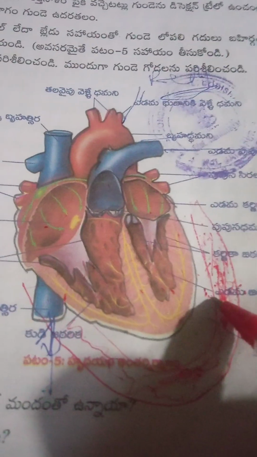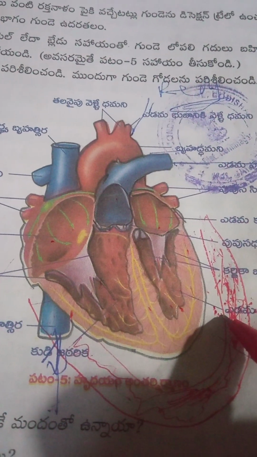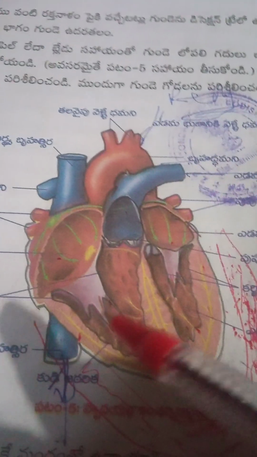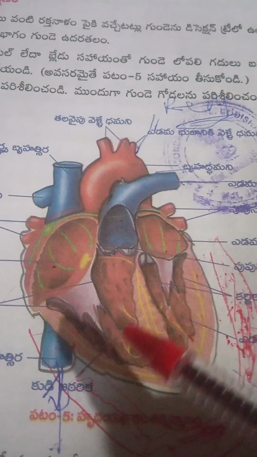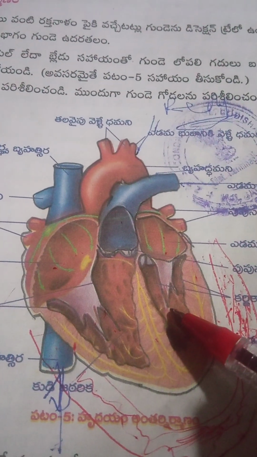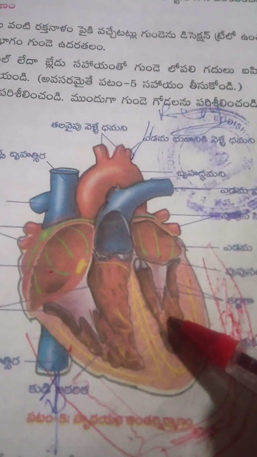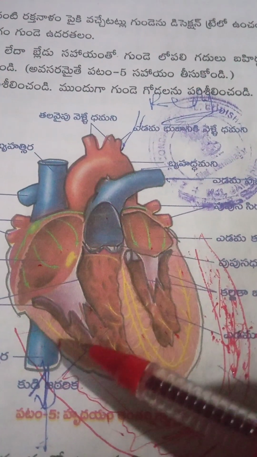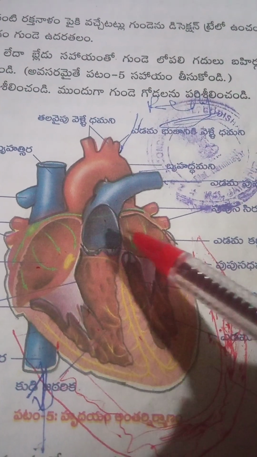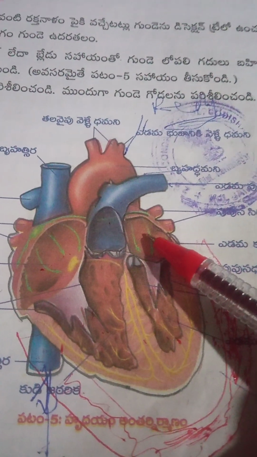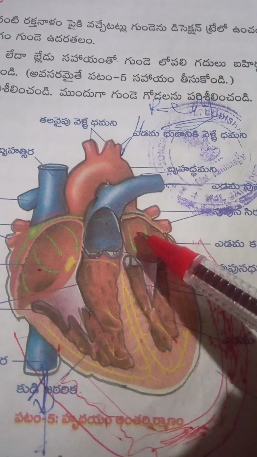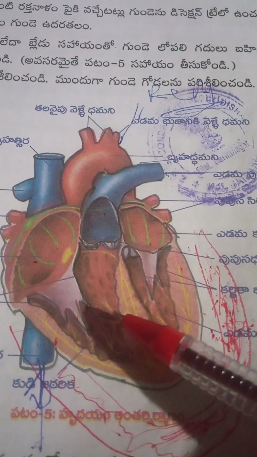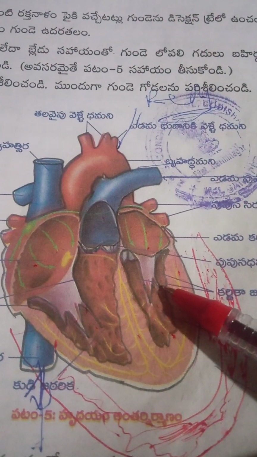If you observe the internal structure, the heart is divided into four chambers: first chamber, second chamber, third chamber, fourth chamber. The two upper chambers are called auricles, the right auricle and left auricle. The lower chambers are called ventricles, the right ventricle and the left ventricle.